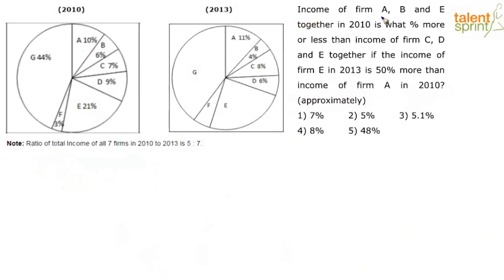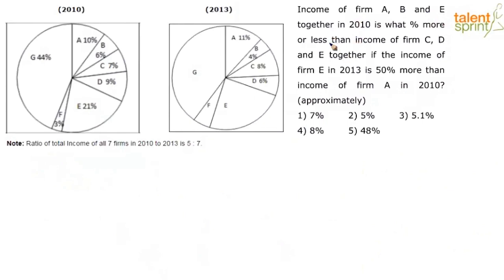Income of firm A, B and E together in 2010 is what percent more or less than the income of firm C, D and E together if the income of firm E in 2013 is 50% more than the income of firm A in 2010. Approximately. He's asking us to do an approximate calculation. Right? So income of A, B and E together in 2010.